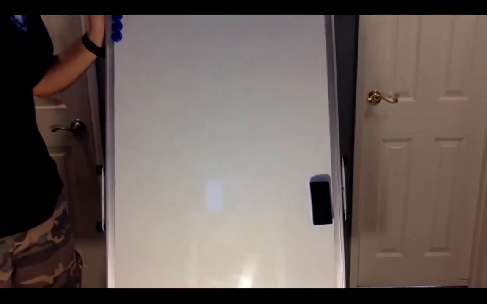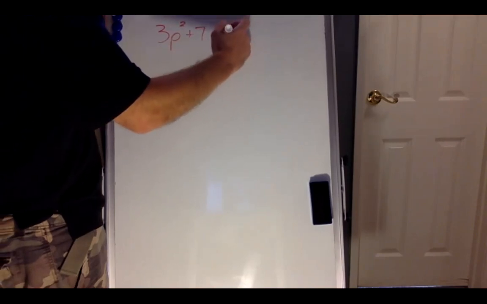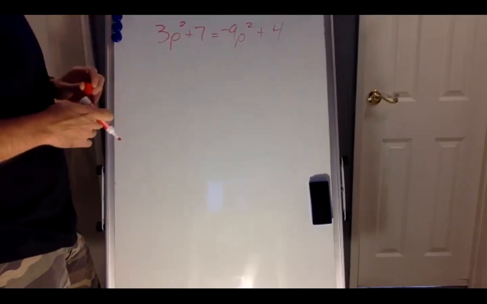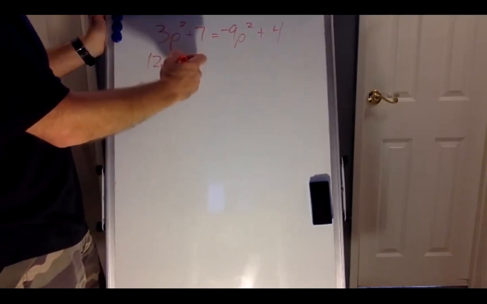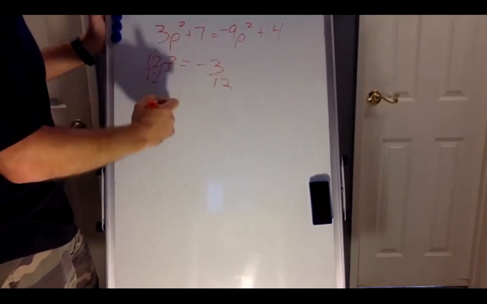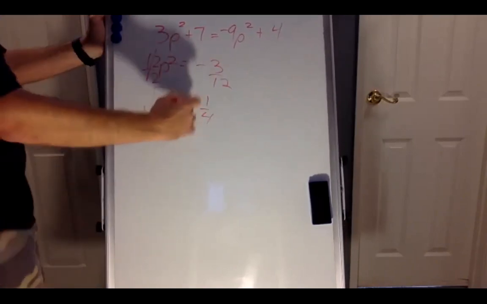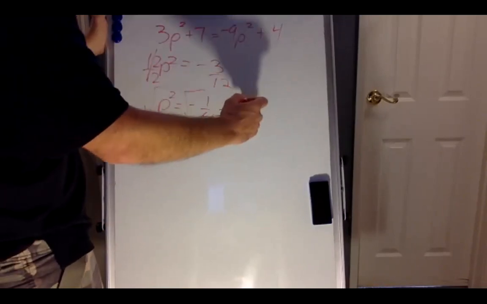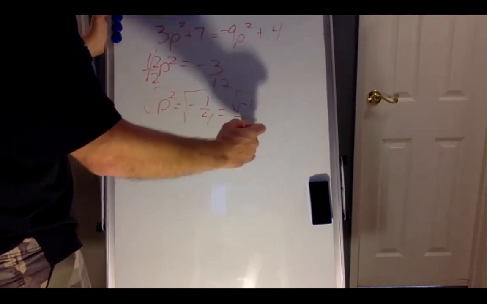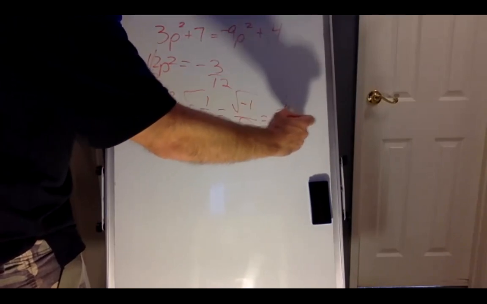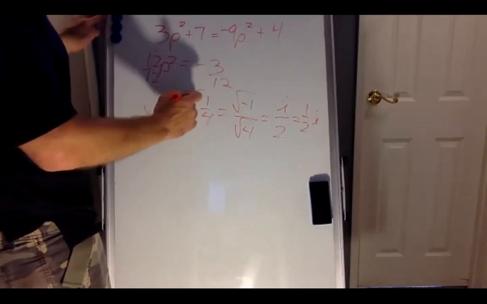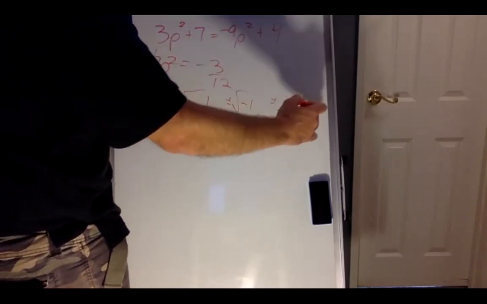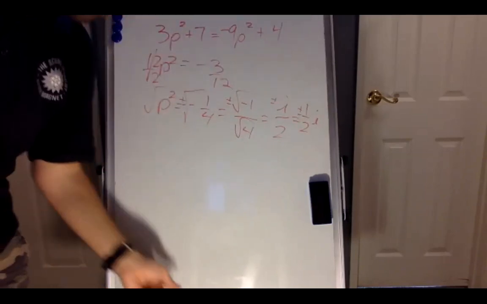My question was, how would you solve 3p squared plus 7 equals minus 9p squared plus 4? Okay. Maybe add 9p squared, and you get 12p squared. And then subtract 7. Yeah, 12p squared equals minus 3. Take the square root. So plus or minus 1/2 i? Uh-huh.